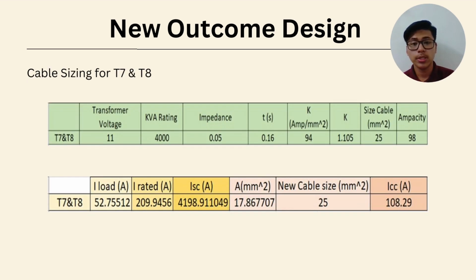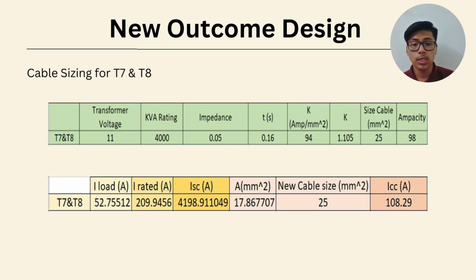Alright, let's continue with the cable sizing for T7 and T8. In the first table, for T7 and T8, the secondary voltage that we use is 11 kV, with the transformer rating of 4000 kVA, with the impedance of 0.05, and t, which is the duration of short circuit in seconds, 0.16, and the value of k, which is the short circuit rise constant temperature, which is 94, and the value of k, which is the ampacity duration factor, 1.105. The cable size that we approximately get is 25 millimeter square, and the ampacity current is 98 ampere.